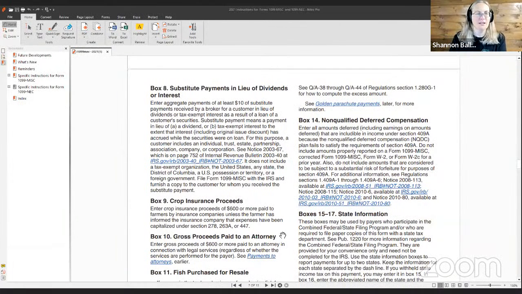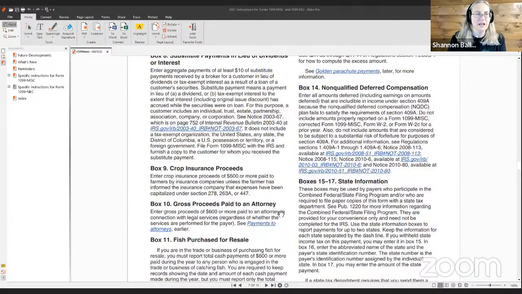Today we're going to start with the 1099-MISC, box 8, and we'll see how far we get. All right. So box 8 is substitute payments in lieu of dividends or interest. Either aggregate payments of at least $10 of substitute payments received by a broker for a customer in lieu of dividends or tax-exempt interest as a result of a loan on a customer's securities.